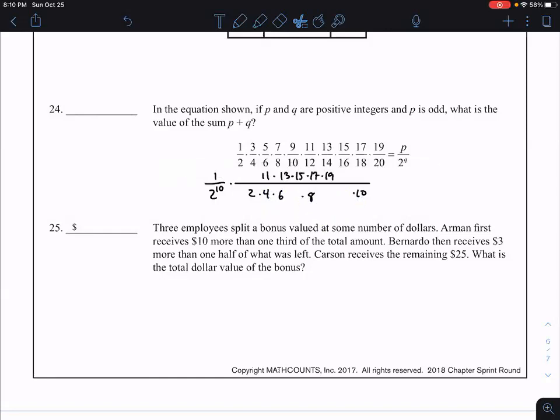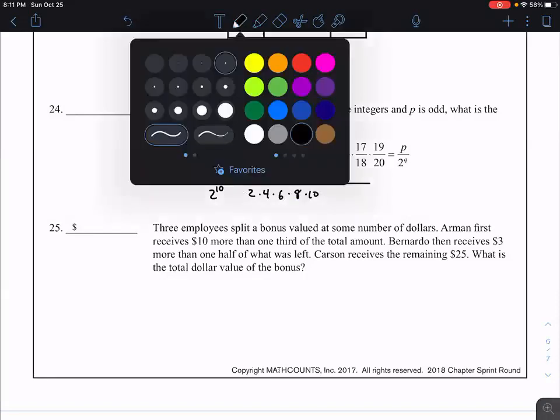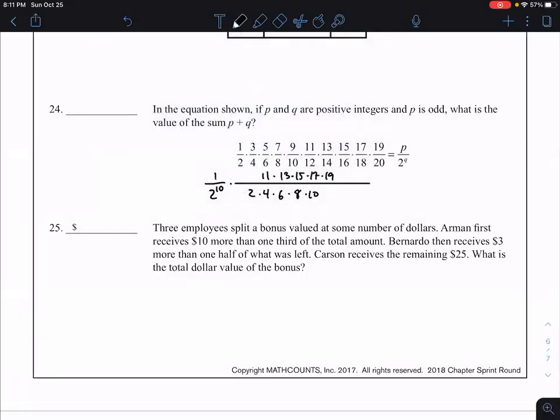And now our denominator are all multiples of 2. So we can take out all the 2's again. And then we'll get, so there are 5 numbers in the denominator. So we're going to add 5 to 10. So that's 15.